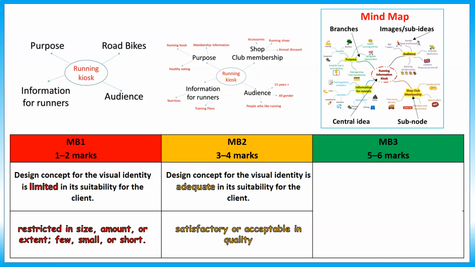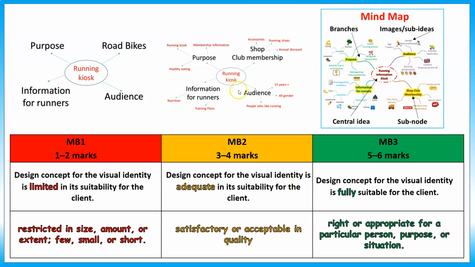But if we go to the mega mind map, and you've got all the whistles and bells and the fancy stuff on this one, this one's got to be fully suitable, right or appropriate for a particular person, purpose or situation. All the information on this is appropriate, and it goes into a lot more depth. So whereas the middle mark band has taken some of the client's brief and taken bits and pieces of information, this one's taken everything from the client's brief and it's put it together, colour coded with associated images. It's just a little bit better than the middle mark band effort.